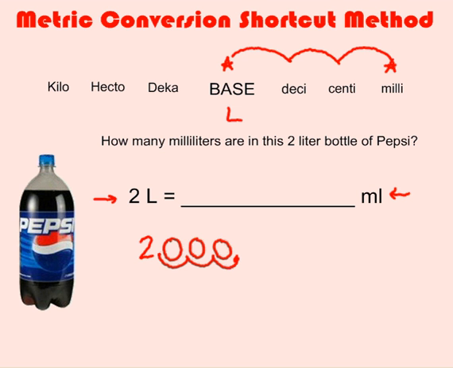Now we know when we write a number, just like it was in the problem ahead of time, if there's not a number after the decimal, you don't have to write it. So our final answer is going to be 2000. So in this case, there would be 2,000 milliliters in every 2-liter bottle of Pepsi.